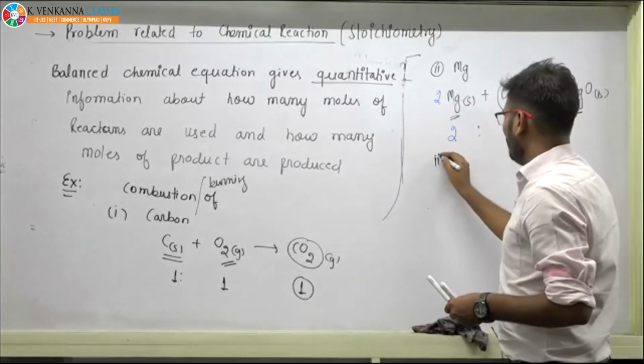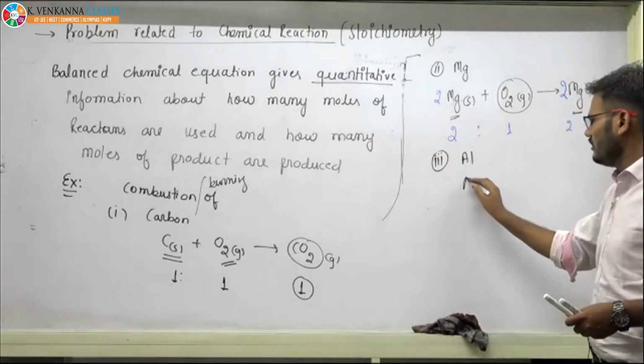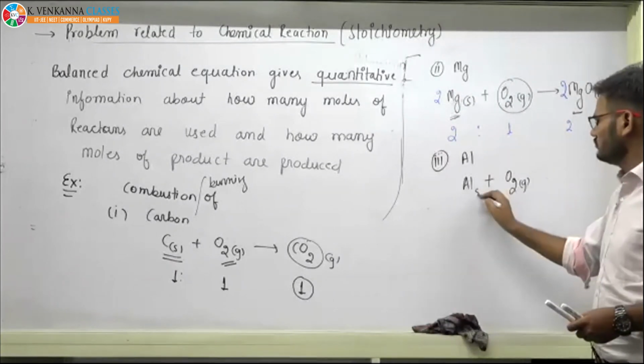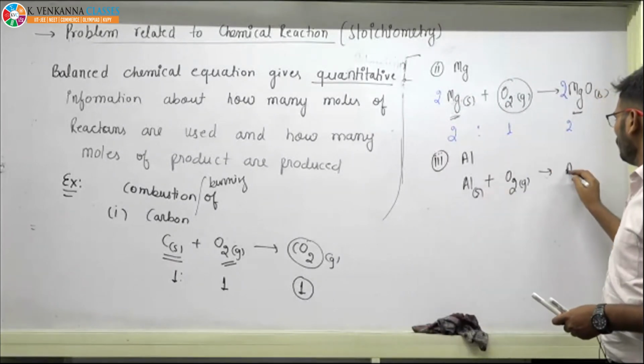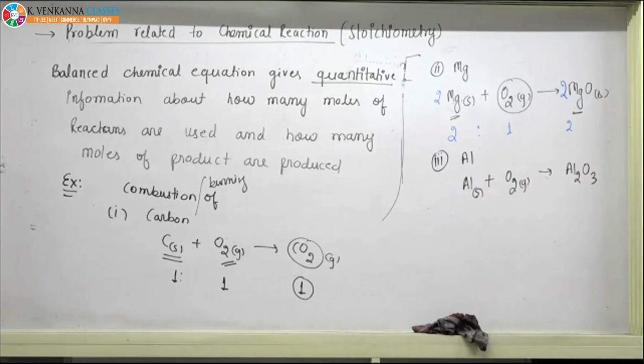Similarly, if you are combining or burning aluminium, what will happen? Aluminium on combining with oxygen provides Al2O3. Okay. So if you want to balance it, you can simply see.